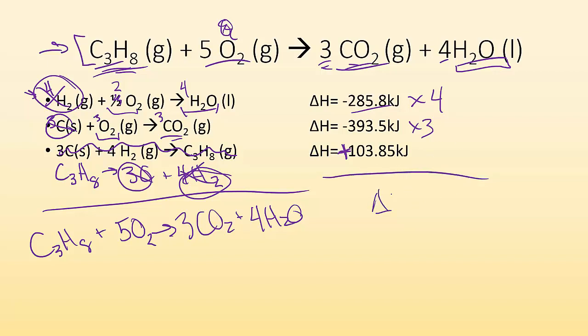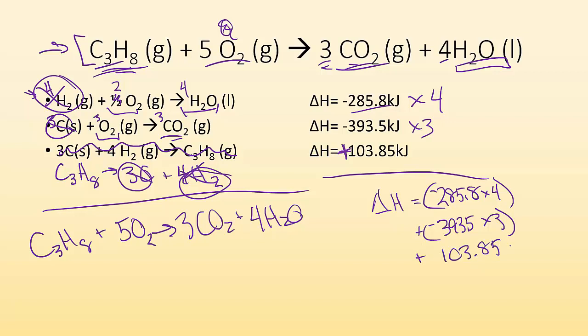You go, all right, well, the delta H overall is going to equal that negative 285.8 times 4, and then you're going to add that to the negative 393.5 times 3, and then you're going to add that to the positive 103.85 kilojoules. And when you add all of them together, you're going to get the answer of a negative 2219.85 kilojoules. So that's how you do that.